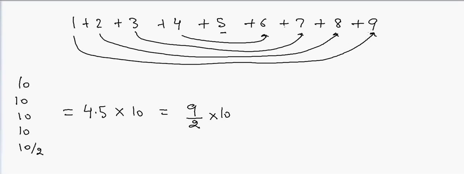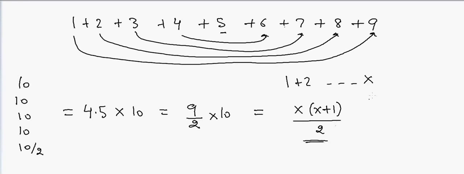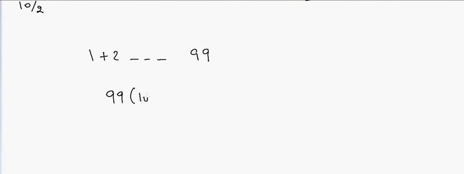So what's the 9 here? 9 here is the last digit. So if I have to add 1 plus 2 until x, we can write this as x into x plus 1, divided by 2. So we can use this formula for any kind of sequence. Now if we have to add 1 plus 2 until 99, the answer will be equal to 99 into 100 divided by 2.